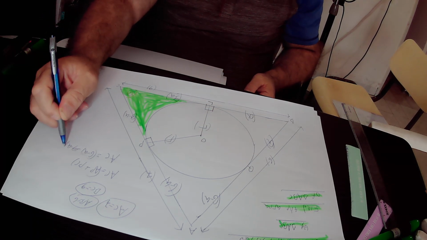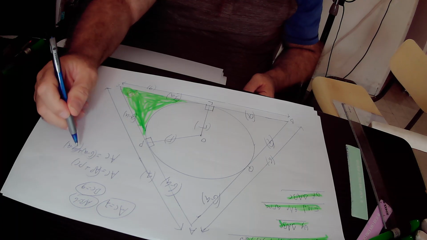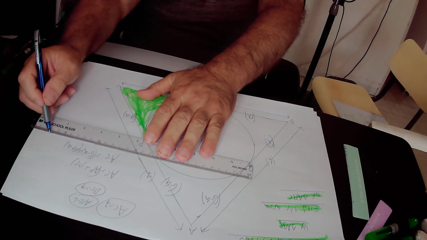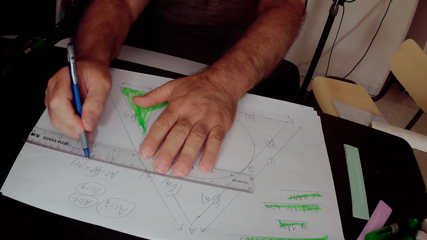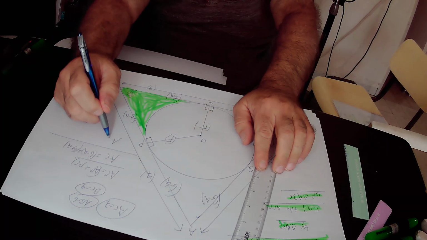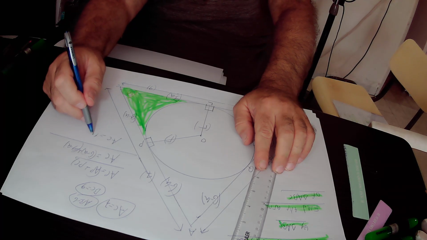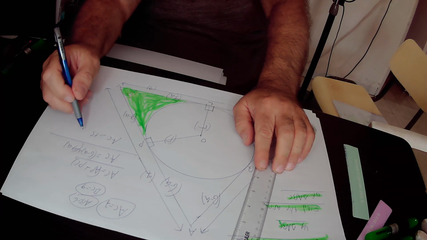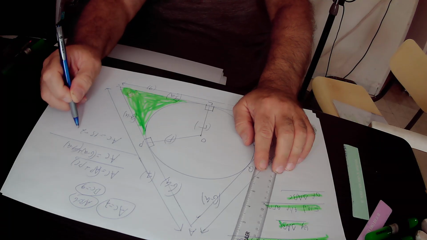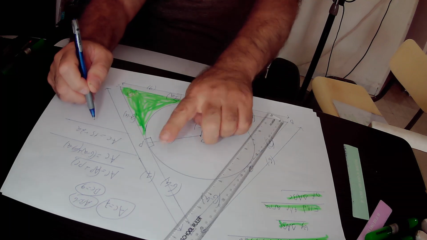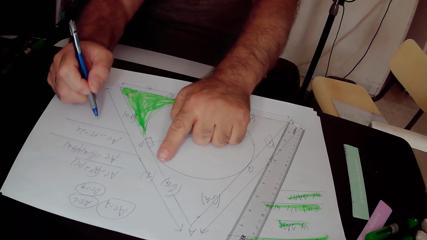So in total, AC equals 6 minus a plus 9 minus a. 6 plus 9 is 15, and minus a minus a is minus 2a. So AC equals 15 minus 2a.